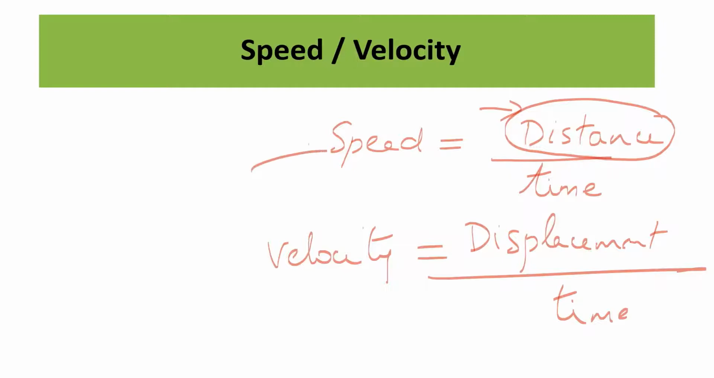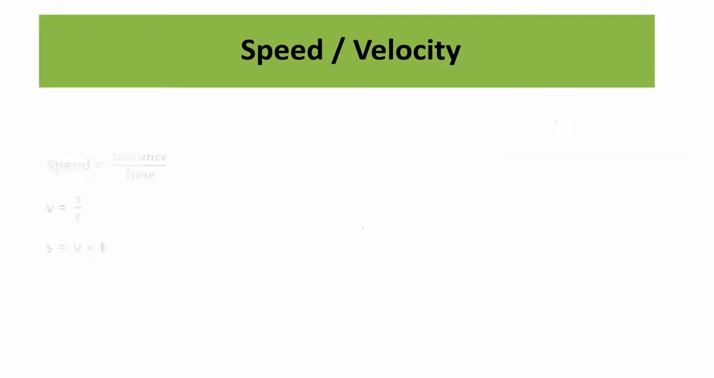Speed is a scalar quantity, whereas velocity is a vector quantity. Vector quantity means it has both magnitude and direction. Scalar quantity means it has only magnitude and no direction. Speed is equal to distance by time. Velocity or speed is represented using the letter V.